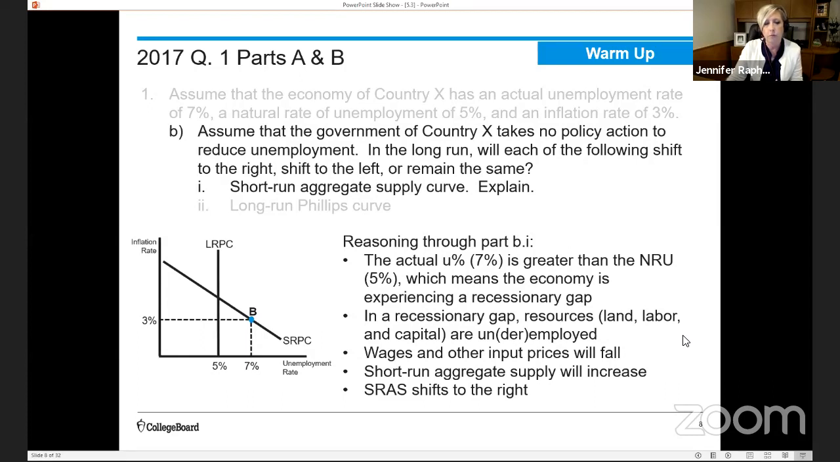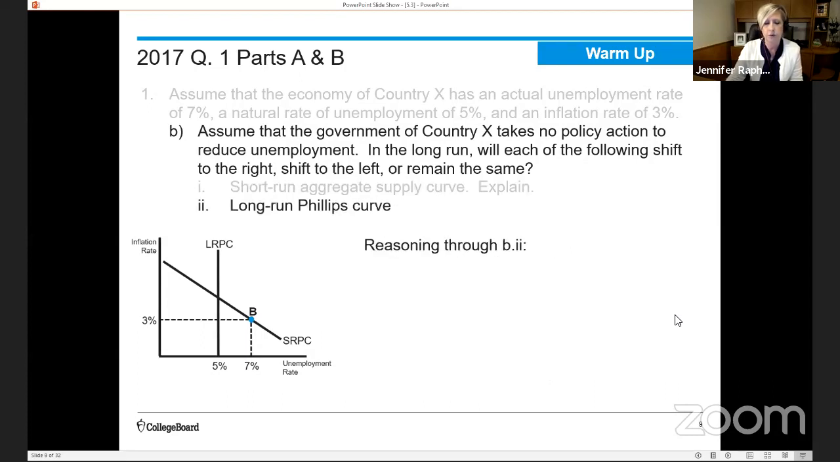All right, let's work through part B2. What's going to happen with our long run Phillips curve as the economy returns to long run equilibrium? We've got three choices: shift to the right, shift to the left, or remain the same. Those are not bad odds if you have to take a guess at it, but it's probably better to make sure you understand what the shift factors of the Phillips curve are.